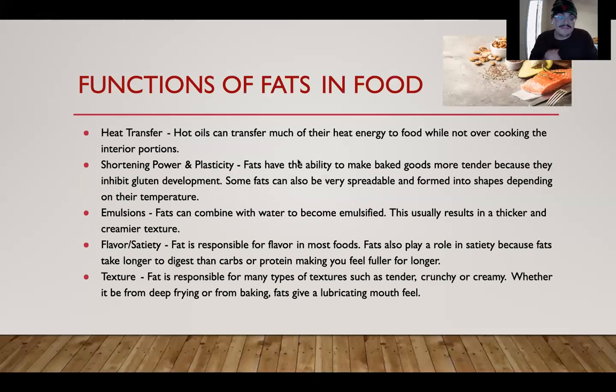So functions of fats in foods. Fats are really useful in the kitchen. They allow heat transfer. They offer shortening power and plasticity. You have emulsions as well, flavor, satiety, and texture. So heat transfer. Hot oils can transfer much of their heat energy to food while not overcooking the interior portions.